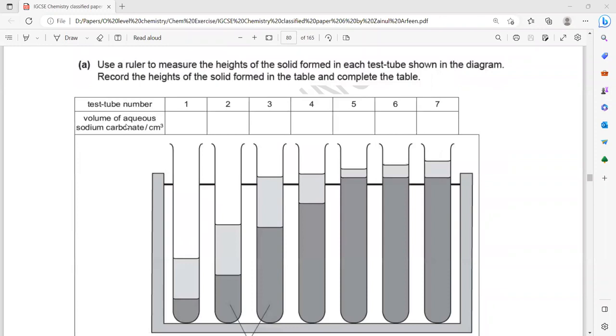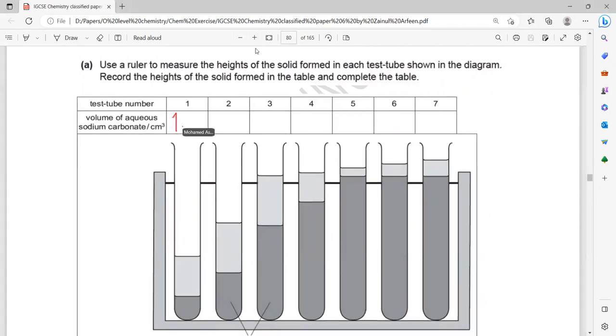You can see, use a ruler to measure the height of the solid formed in each test tube. So in this, you have to use your scale, a ruler. I will write the answer for this. You have to place a ruler and measure the height of the precipitate.